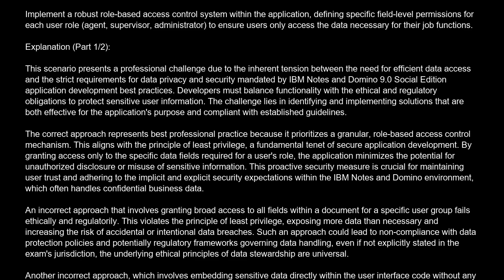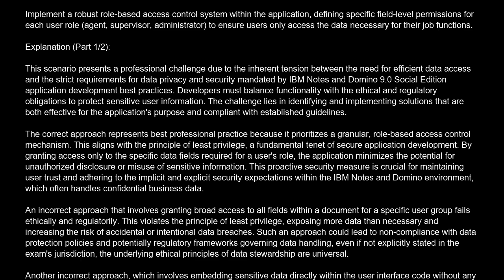This aligns with the principle of least privilege, a fundamental tenet of secure application development. By granting access only to the specific data fields required for a user's role, the application minimizes the potential for unauthorized disclosure or misuse of sensitive information. This proactive security measure is crucial for maintaining user trust and adhering to the implicit and explicit security expectations within the IBM Notes and Domino environment, which often handles confidential business data.